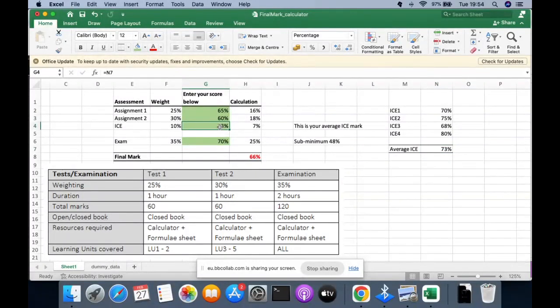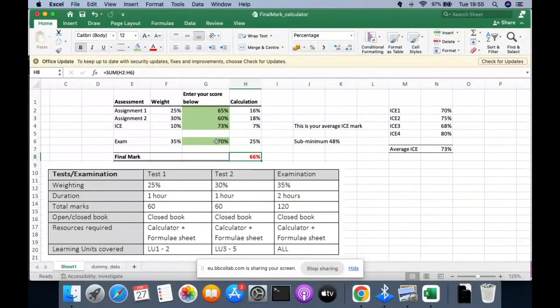Okay, so enter your average here, and then your exam, you would enter your mark here, and this will automatically be calculated for you. That's your final mark. So if you had got all these marks for your assessments, your final mark would be 66%.